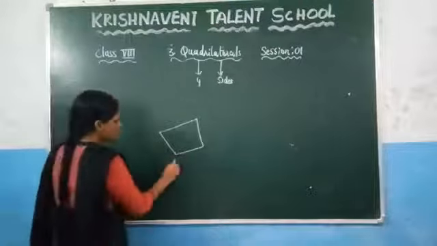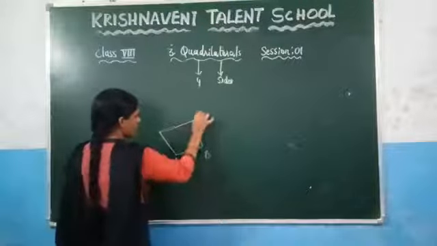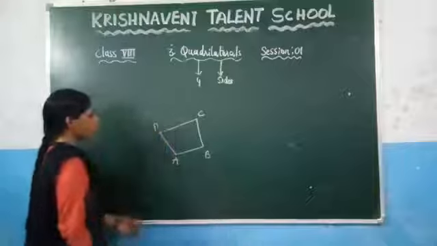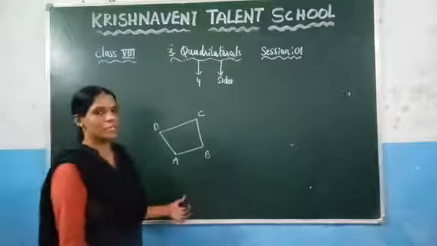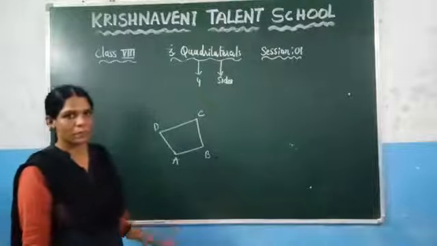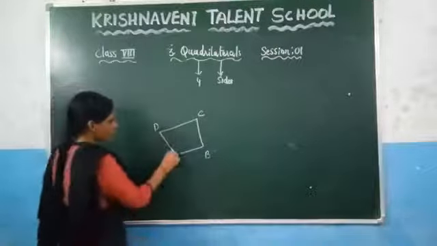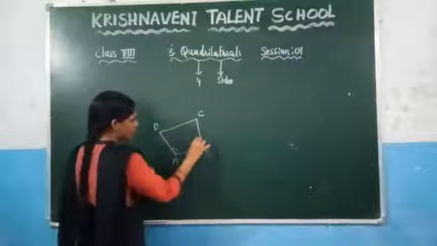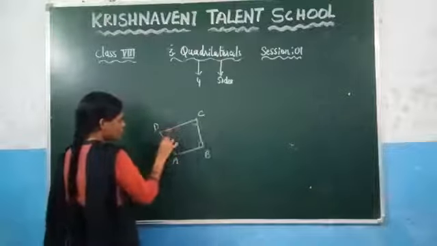Now mark these points here A, B, C, D. So in a quadrilateral, how many angles will be there? How many sides will be there? And how many diagonals will be there? Let us see here. You can observe here, this is one angle and this is one angle. This is one angle and this is one angle.